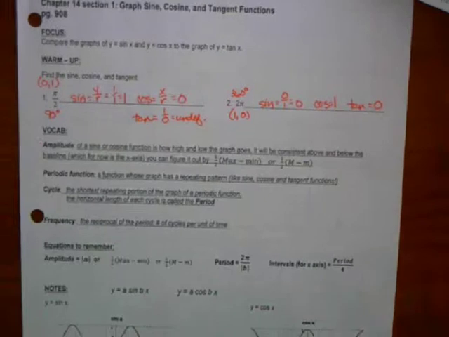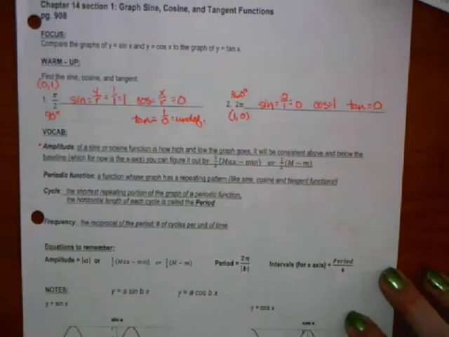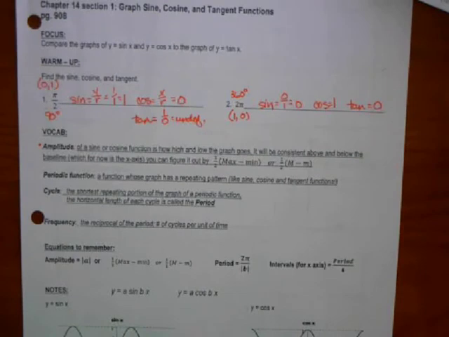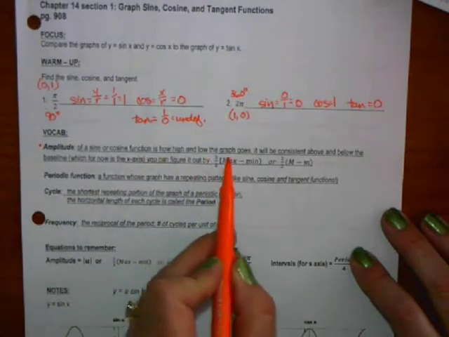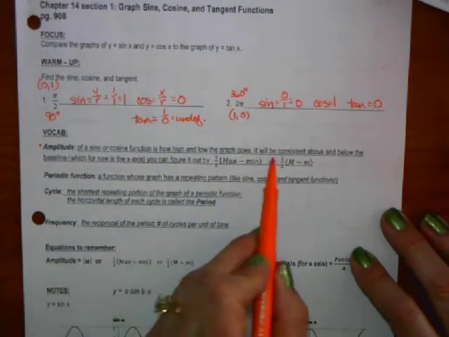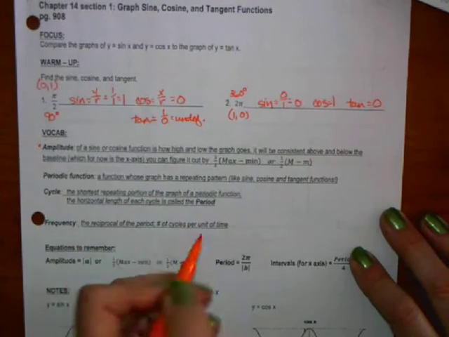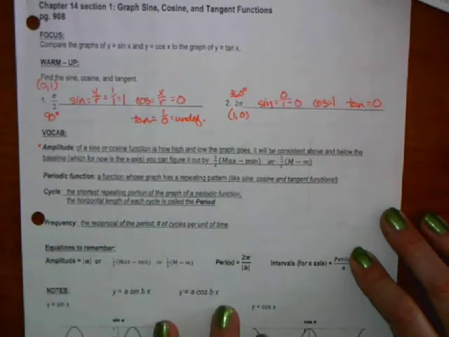All right, here's some words you might need to know. You will need to know the amplitude. It's just like you've probably studied waves in science. The amplitude is how high and how low it goes from the baseline. So the amplitude of a sine or cosine function is how high and how low the graph goes. It will be consistent above and below the baseline, and I'll show you that in a second.